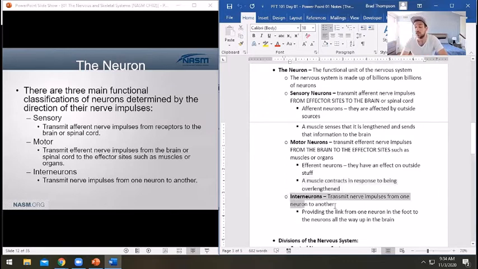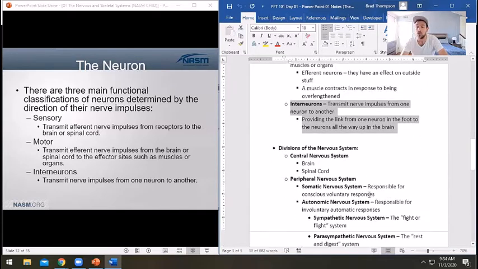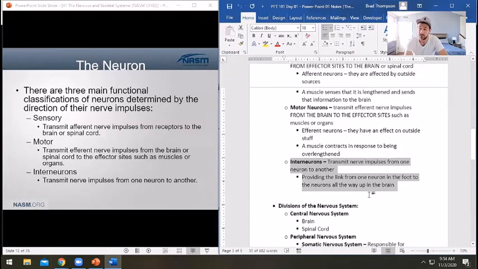And then all of your interneurons are the ones that are going from place to place to place. So you've got all these interneurons, right? You don't just have one big neuron that is traveling.